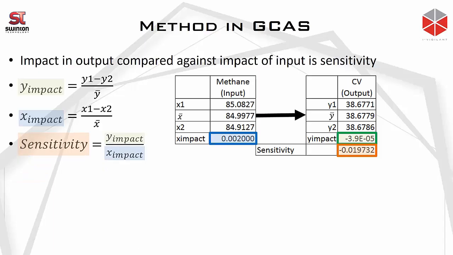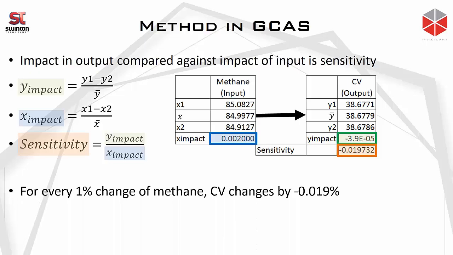And what we get here is 0.019. What this means is that for every percent change of methane, the CV will change by 0.019%. That is what we call sensitivity.